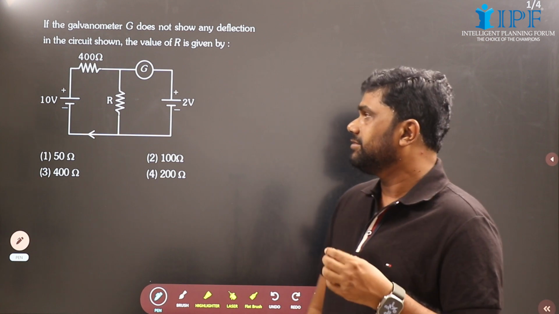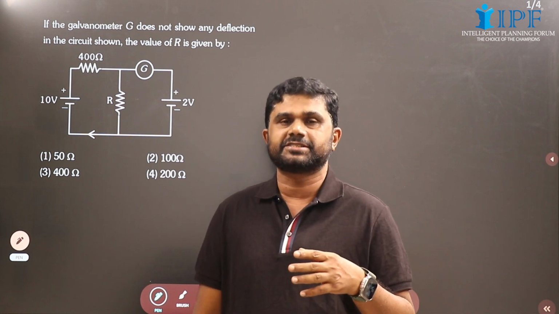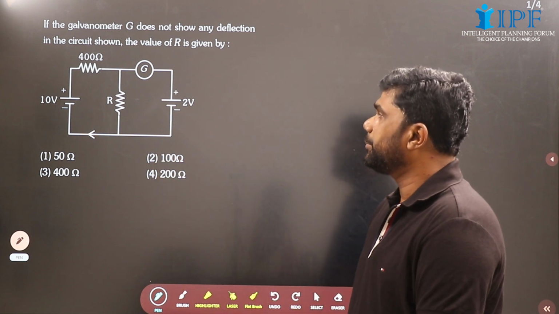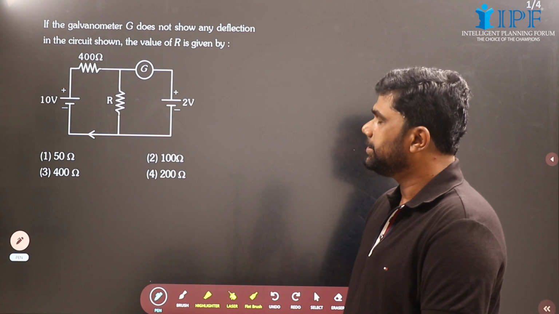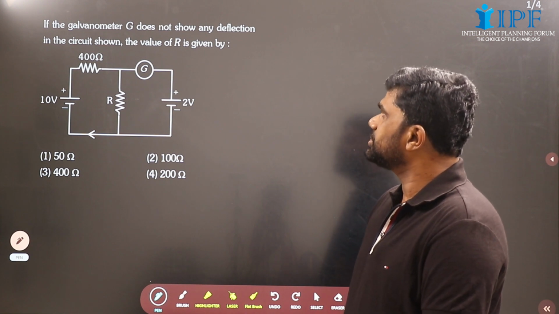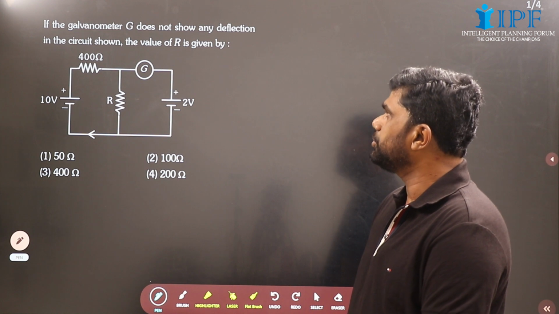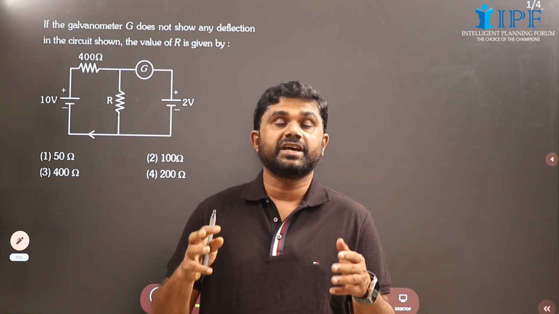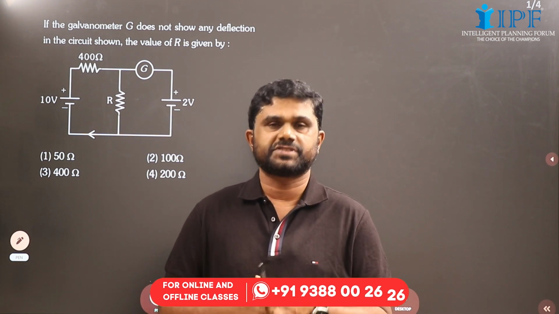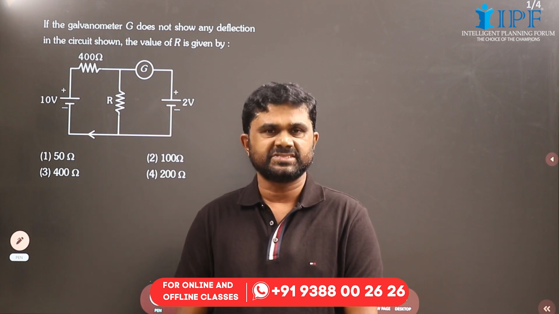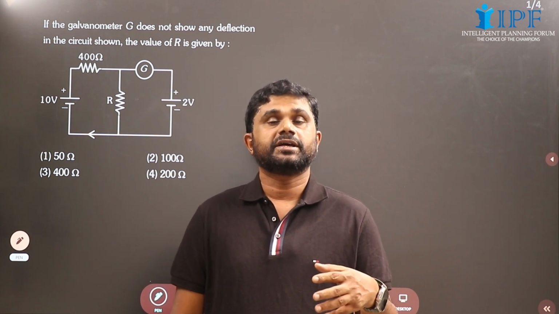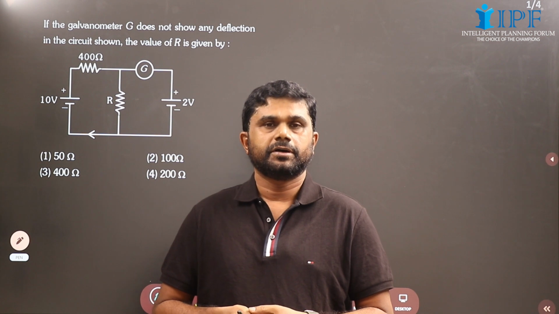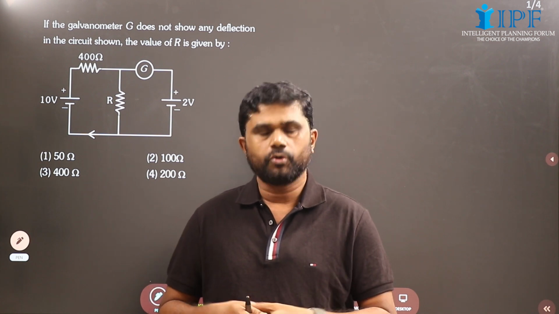Okay, so I will try to solve some typical examples this time, just as an introduction. This is one question that appeared in 2023 NEET UG. If the galvanometer G does not show any deflection in the circuit shown, the value of R is given by. My methodology is to solve questions with the least number of steps or least calculations. If you do calculations, there are chances of getting a wrong answer. If you do not do any calculation, there are no chances of getting a wrong answer. Okay, let us try this method.